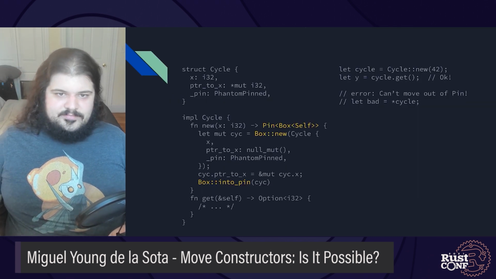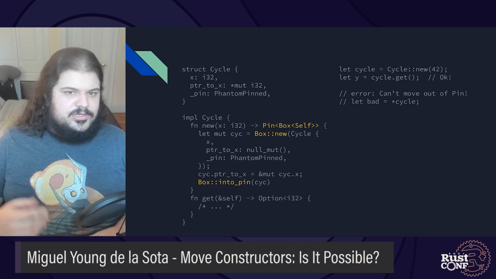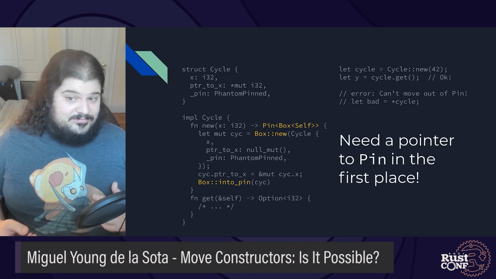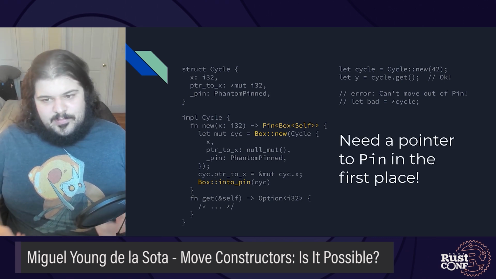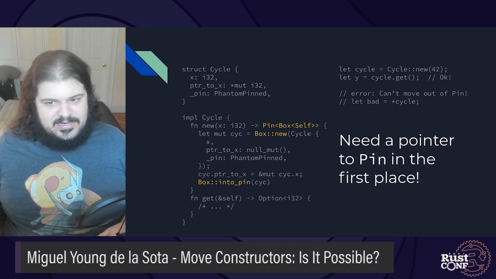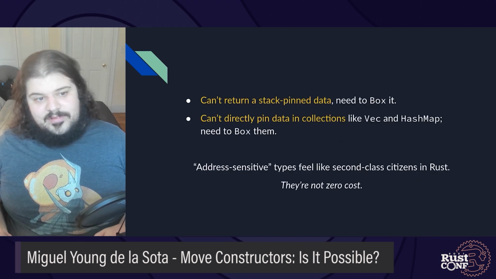If you're watching closely, though, I actually needed to add a box to cycle new to allow me to return the pinned data. This is a problem. We need a pointer to pin in the first place. You can't pin an object and return it. That doesn't mean anything in the pin formalism. This leads to two major problems with pin.